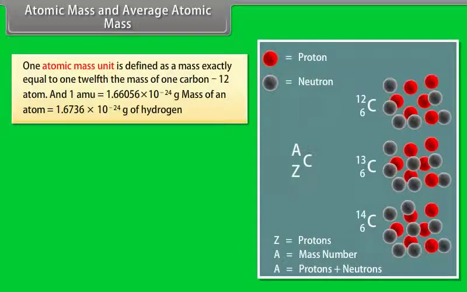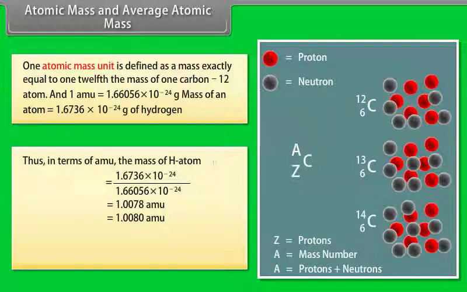Atomic mass and average atomic mass. One atomic mass unit is defined as a mass exactly equal to 1/12 the mass of one carbon-12 atom. And 1 amu is equal to 1.66056 × 10^-24 gram. The mass of a hydrogen atom is equal to 1.6736 × 10^-24 gram. Thus, in terms of amu, the mass of each atom is equal to 1.6736 × 10^-24 divided by 1.66056 × 10^-24, which is equal to 1.0078 amu, which is approximately 1.0080 amu.